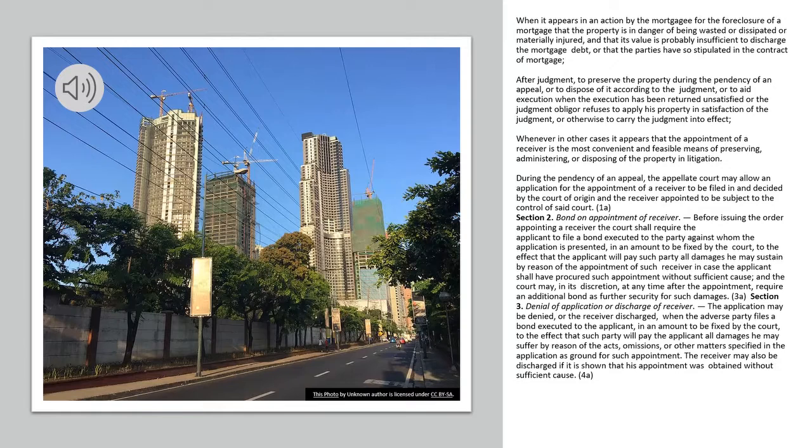3a. Section 3. Denial of application or discharge of receiver. The application may be denied, or the receiver discharged, when the adverse party files a bond executed to the applicant, in an amount to be fixed by the court, to the effect that such party will pay the applicant all damages he may suffer by reason of the acts, omissions, or other matters specified in the application as ground for such appointment. The receiver may also be discharged if it is shown that his appointment was obtained without sufficient cause. 4a. Section 4.